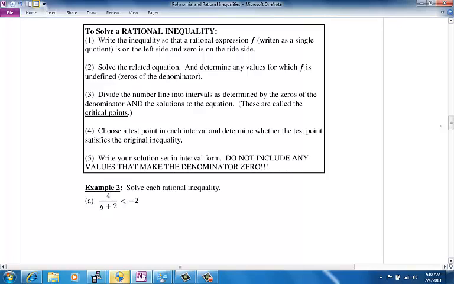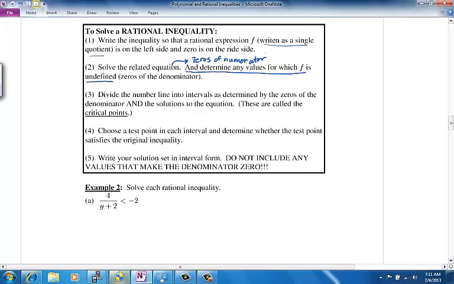So our steps are: write the inequality so that we have a rational expression on the left side and 0 on the right side. We want the rational expression written as a single quotient rather than as a sum of two different terms. Solve the related equation, and also, this is what's new, determine any values for which the function is undefined, which would be zeros of the denominator. Solving the related equation is always going to be finding the zeros of the numerator, and we'll see why in a minute.